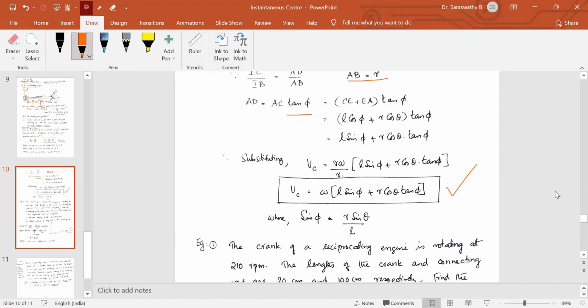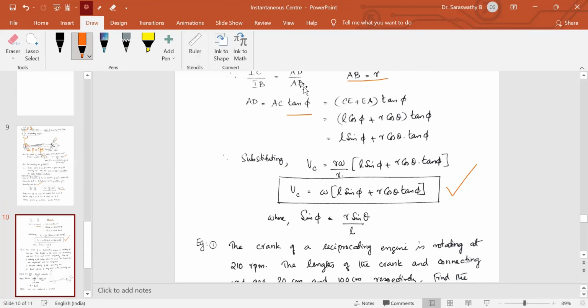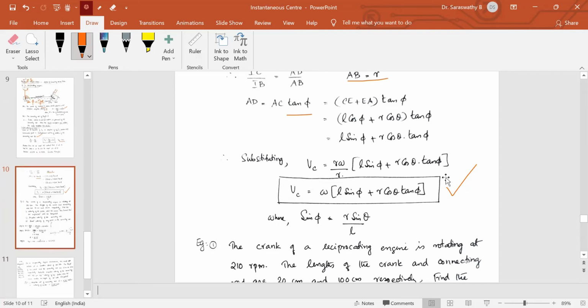Either you can learn the formula by heart and use it, which is simple, but if you do, it should be learned correctly. Otherwise, just use the trigonometric principles, the large triangle and the small triangle, similar triangles. From similar triangle rules, IC by IB equals AD by AB. AD and AB you can get from trigonometric rules in terms of theta and phi. Finally, you will arrive at this.